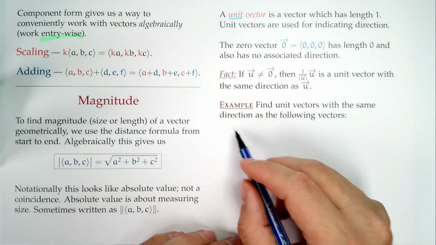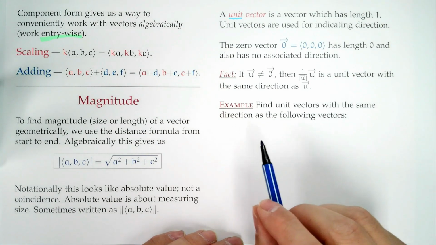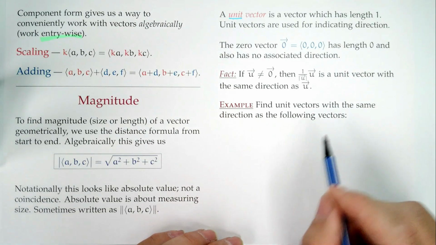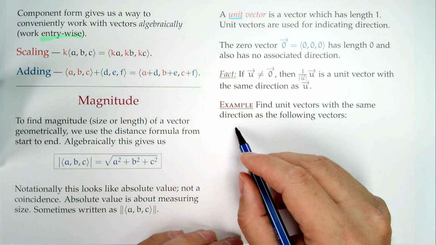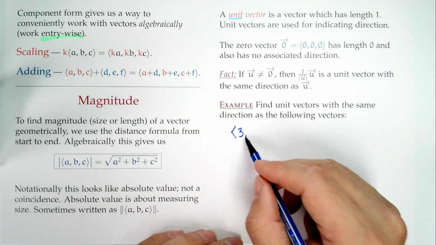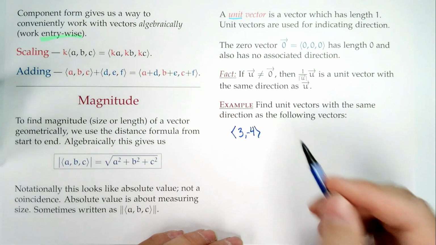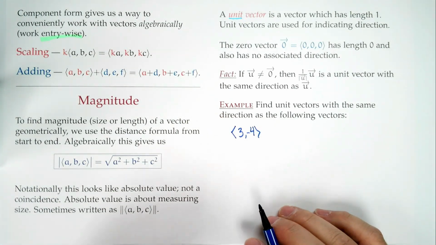So I have some examples. Find unit vectors with the same direction as the following vectors. Well, let's start really simple. 3, -4. All right, 2 dimensions. No problem. We can do that.